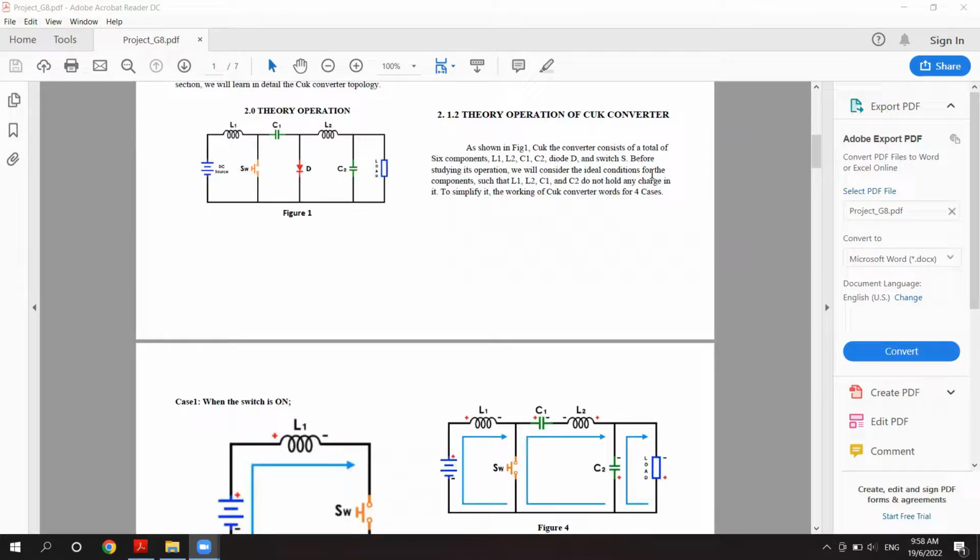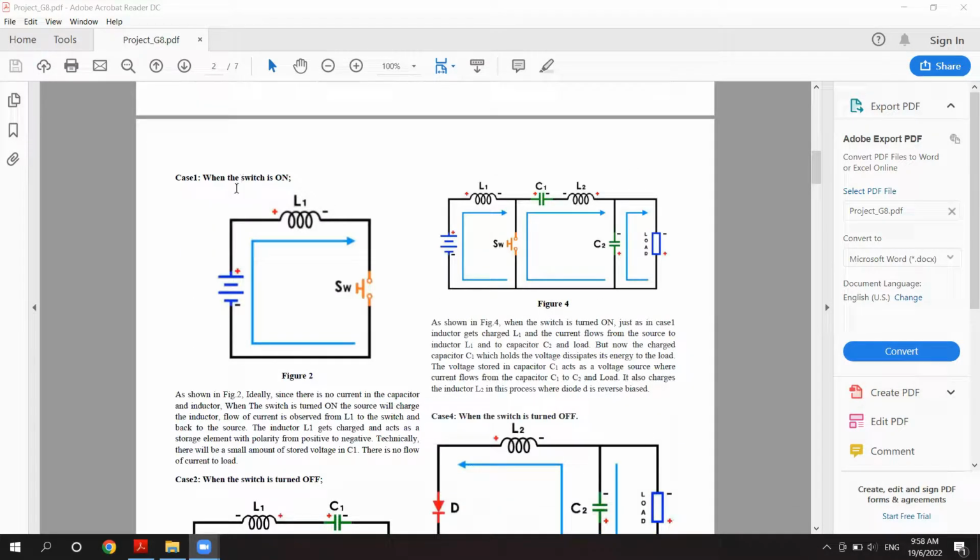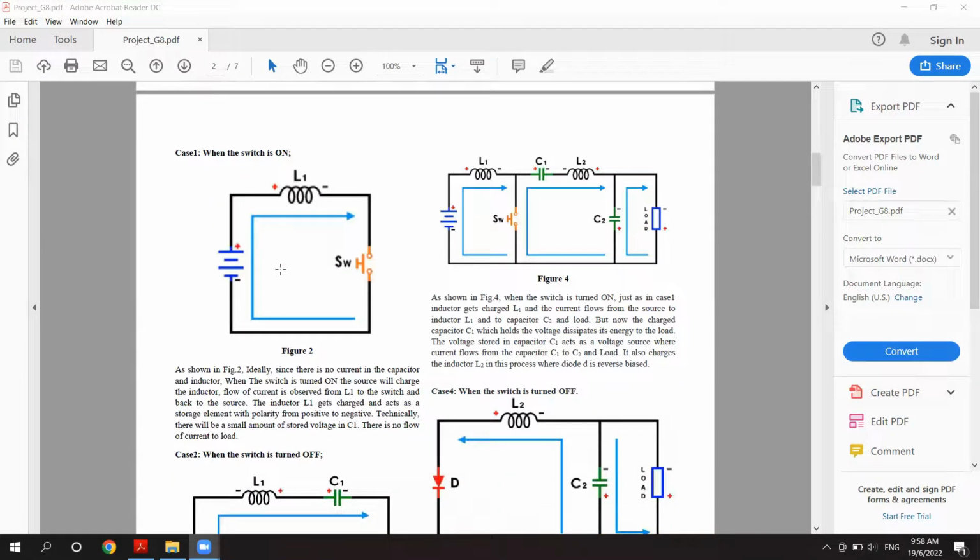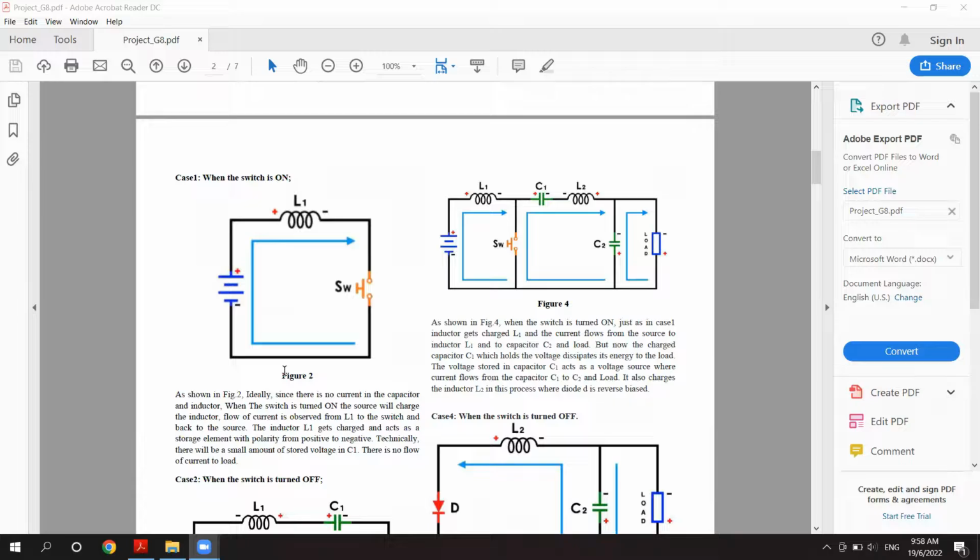we are going to separate it into 4 cases. Case 1 is when the switch is on. As we said before, there is no charge or current ideally in the capacitor and inductor. When the switch is on, the source will charge the inductor. Flow of current is observed from L1 to the switch and back to the source. The inductor L1 gets charged and acts as a storage element with polarity from positive to negative. Technically, there will be a small amount of stored voltage in C1. There is no flow of current to the load.